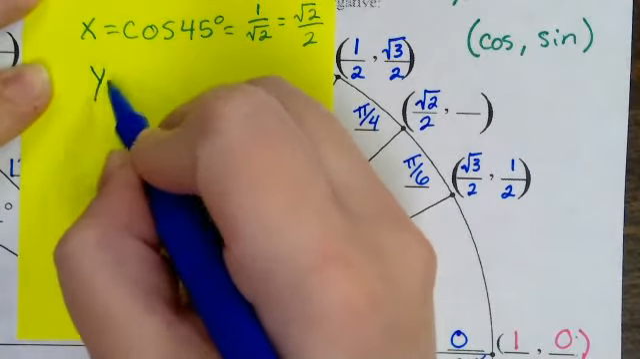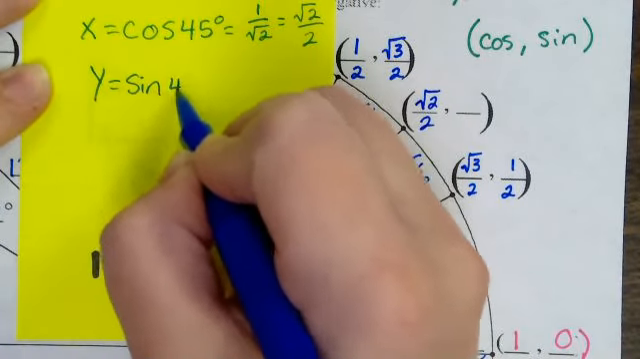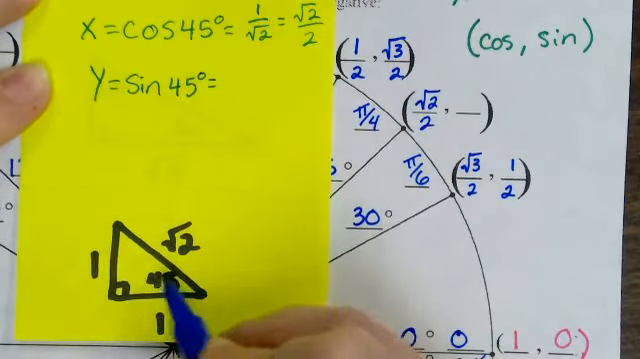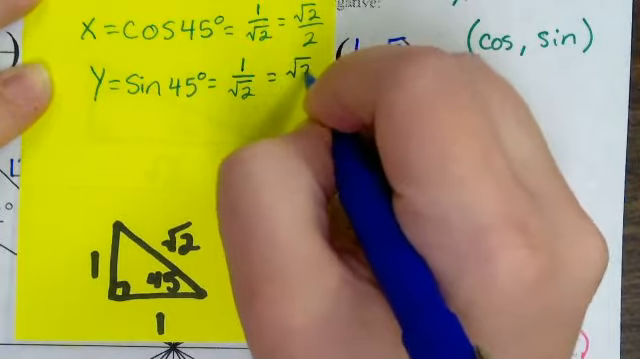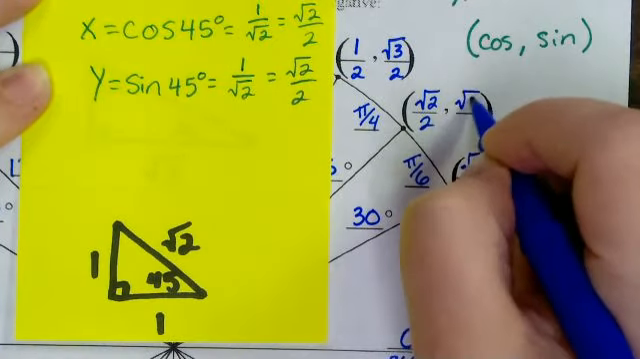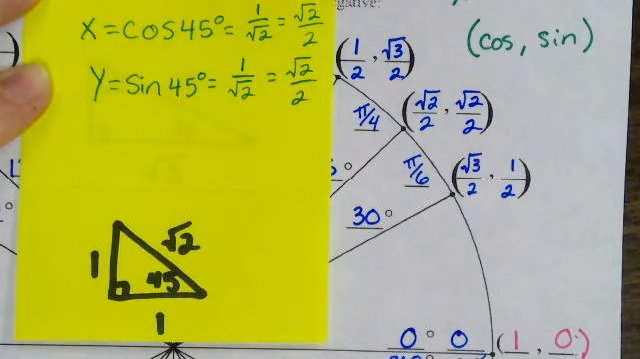And then for the y coordinate, we're going to do the same thing, but with sine. Sine, opposite over hypotenuse, is the same exact thing. So we still get root 2 over 2. Okay?